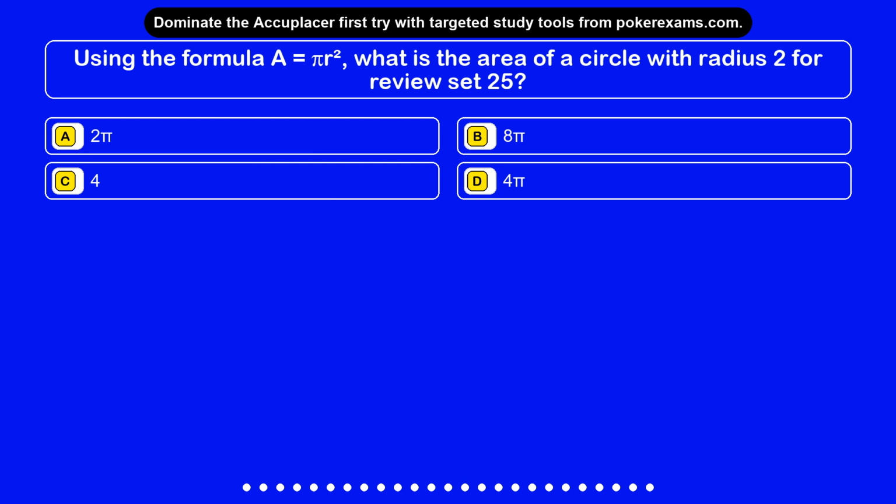Question 12. Using the formula A equals pi r squared, what is the area of a circle with radius 2 for review set 25? Option A, 2 pi. Option B, 8 pi. Option C, 4. Option D, 4 pi.